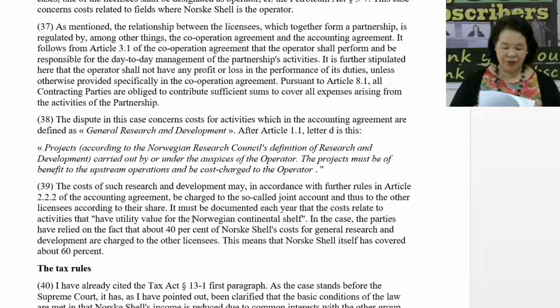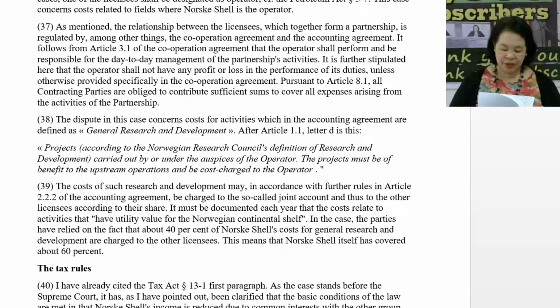No? Ano sabi nila dito? Yung cost charged to the operator. So sino yung operator? The Norske Shell, no? So the cost of such research and development may, in accordance with further rules in Article 2.2.2 of the accounting agreement, be charged to the so-called joint account and thus to the other licenses according to their share.